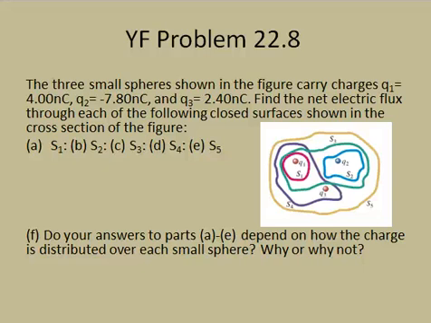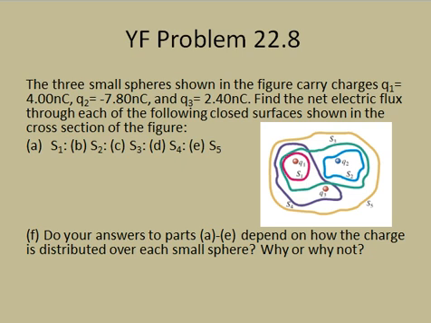This is problem 22.8 from Young and Friedman's University Physics book. They give us 3 point charges, all with different charges, and they ask us to find the net electric flux through each of the surfaces they've drawn. They also ask, do your answers in these parts depend on how the charge is distributed over each small sphere?